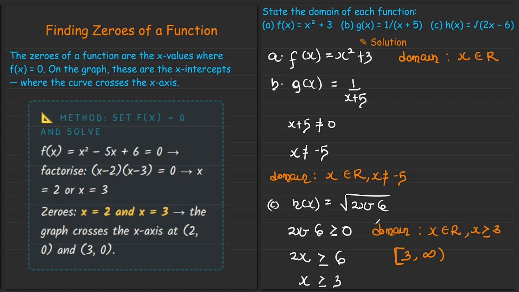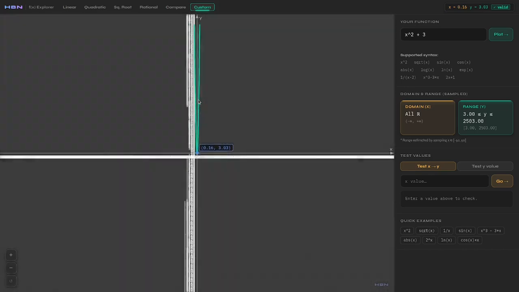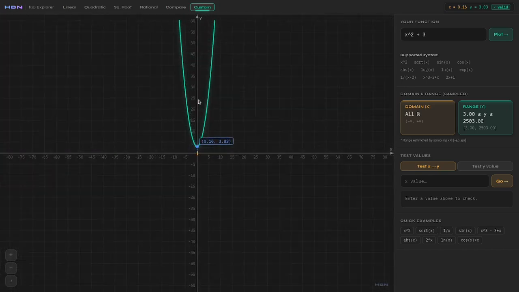As we've been able to solve this, let's look at their graphical representation so that we can appreciate what is going on here. Now, this is the first one we have over here. That is the x squared plus 3. And we said its domain is all values of R. And that is true. You see the graph we have over here, if I'm to zoom out, you see it goes all the way up.